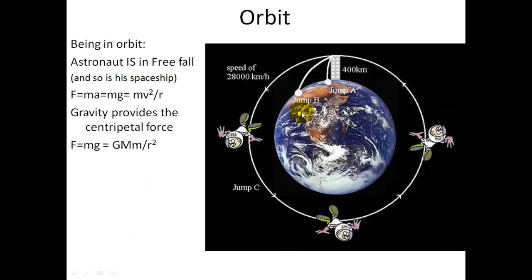If an object is in an orbit which is so fast that it accelerates towards the Earth and falls toward the Earth at the same rate at which the Earth curves away, then we basically have an orbit. But the object is still in free fall. It's still falling towards the Earth. But this centripetal acceleration, the centripetal force, is going to be the same as the acceleration due to free fall. And so gravity provides the centripetal force, which is going to be GMm over r squared.